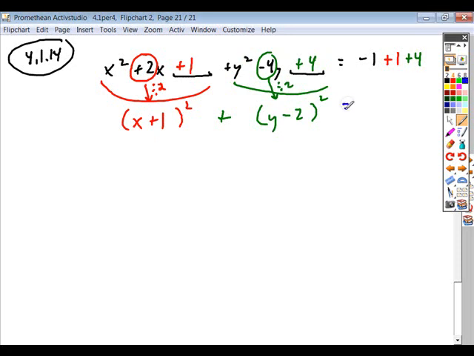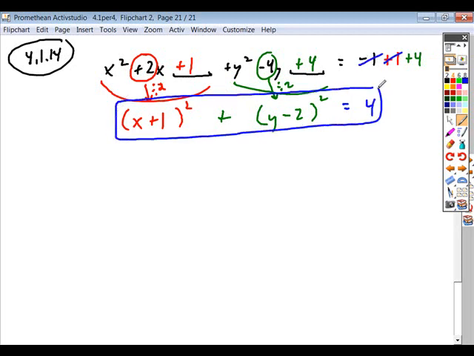Okay. And then the final step is just to combine your like terms over here. So the 1 and negative 1 cancel, leaving just a 4. And so if you were asked to find the equation of the circle, this is the end product.